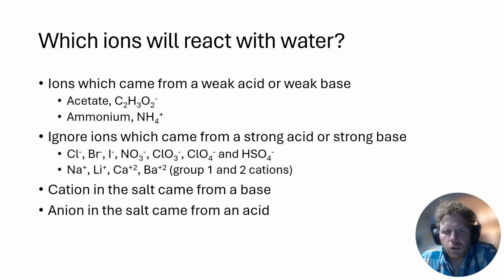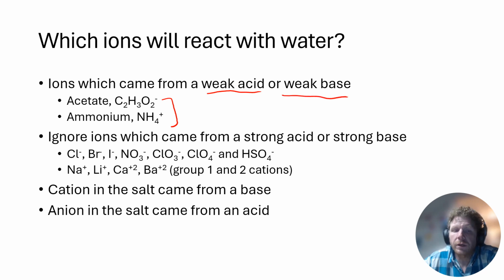So the question then is which ions will react with water? The ions that will react with water are ions which came from a weak acid or a weak base. Great examples of those are acetate and ammonium, a weak acid being acetic acid, and a weak base like ammonia. Now we can go ahead and ignore ions which came from strong acids or bases, and that's because, for example, NaCl. Well, Cl minus and Na plus, those came from a strong acid like HCl and a strong base like sodium hydroxide.